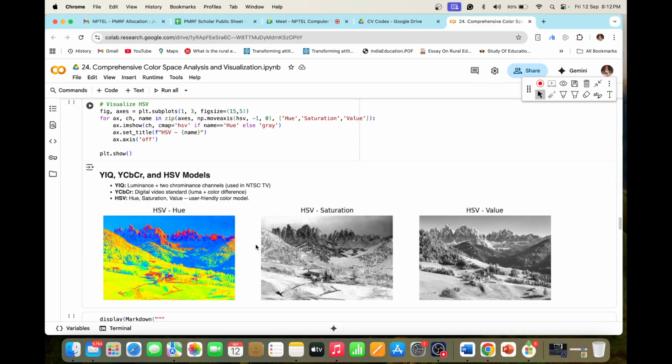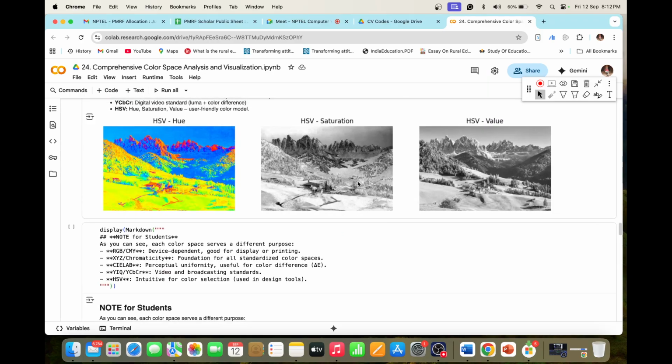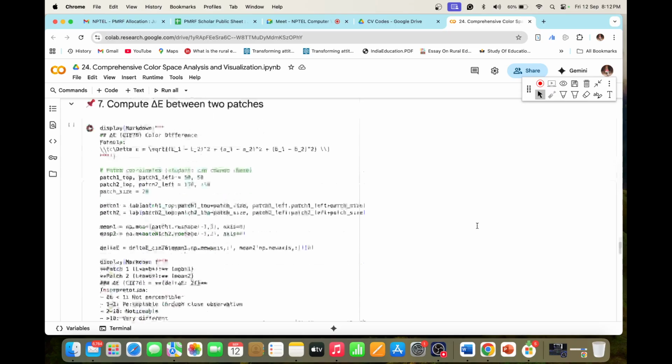So this is HSB hue, this is HSB saturation, and this is HSB value. These are the 3 different components of your HSB model. And then these things are there.